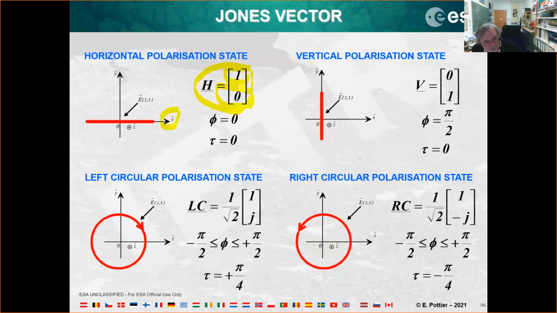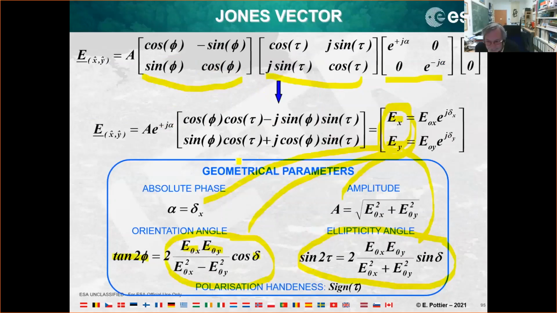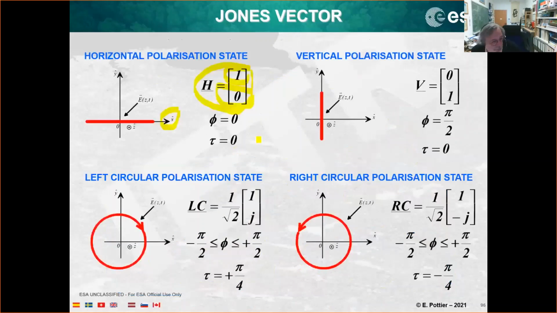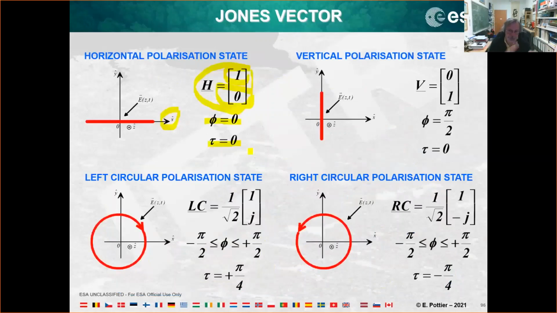From this vector, if I reconstruct the geometrical parameters, using the relations I have presented to you before, I can see that the orientation angle is equal to 0. Okay, this is a horizontal wave, so orientation angle equal to 0. And the ellipticity equal to 0 because it is a horizontal polarization. It is a linear polarization. It is a line. So this is why the ellipse is closed. The ellipse is reduced to a line. Ellipticity equals 0.